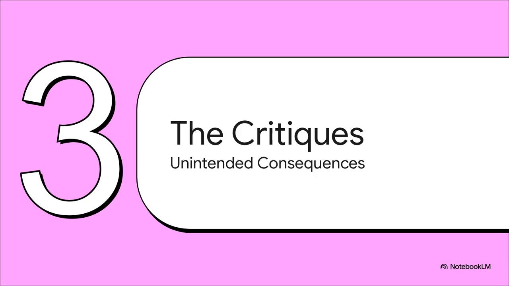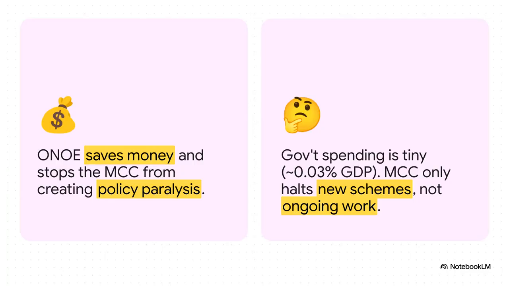So let's flip over to the other side of the debate and look at some of the potential unintended consequences that have critics so worried. Critics push back hard on this whole idea that cost and policy paralysis are the main villains. They'll point out that what the government actually spends on elections is a tiny, tiny fraction of the national budget. The real problem, they argue, is all the untracked, unaccounted-for money in campaign finance, which ONO does nothing to fix.